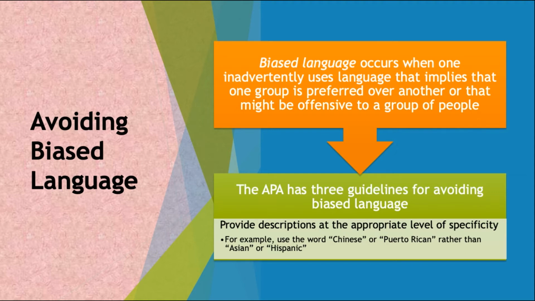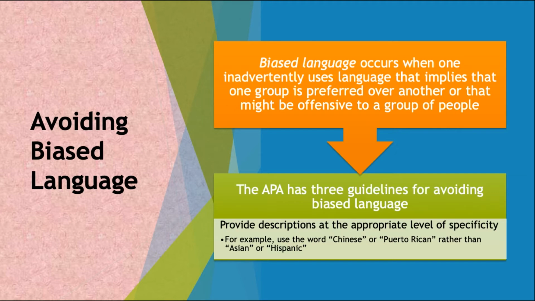So, as I say, biased language occurs when you inadvertently use language that presupposes that one group is preferred over another, or that may be offensive to a group of people. For example, by using the male pronoun he to express ideas generally, we fall into the trap of biased writing. The APA publication manual gives three guidelines to follow, as I mentioned just now.